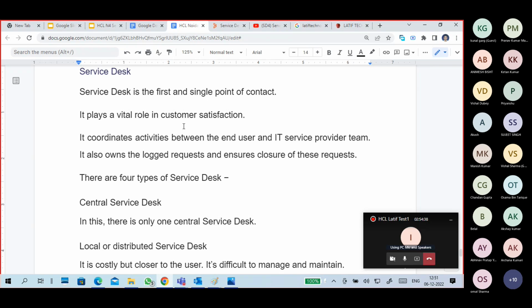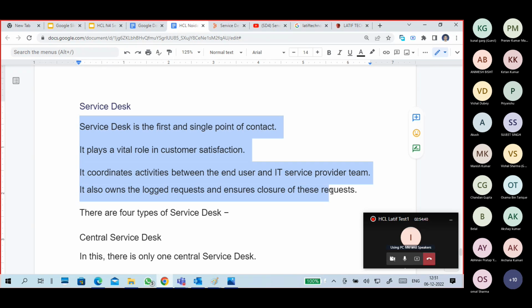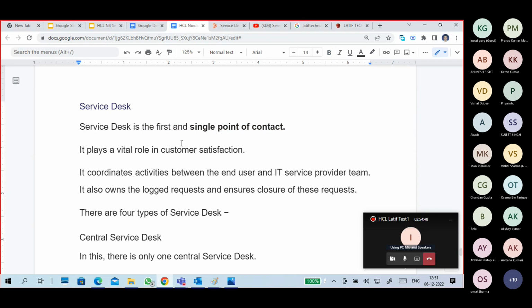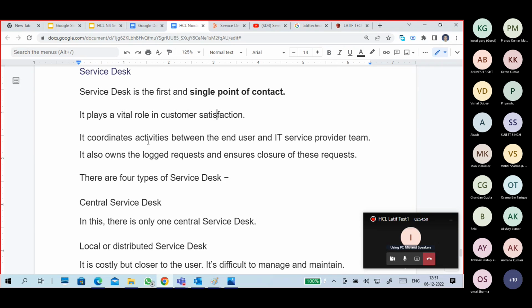So this is basic. Again, a few points about a service desk already given. What is a service desk? Again, don't forget, single point of contact, SPOC. It has a main role in customer satisfaction. It coordinates activities between the end user and the IT service provider team.